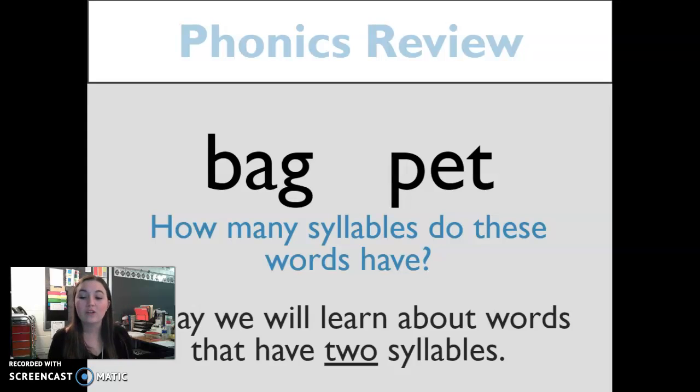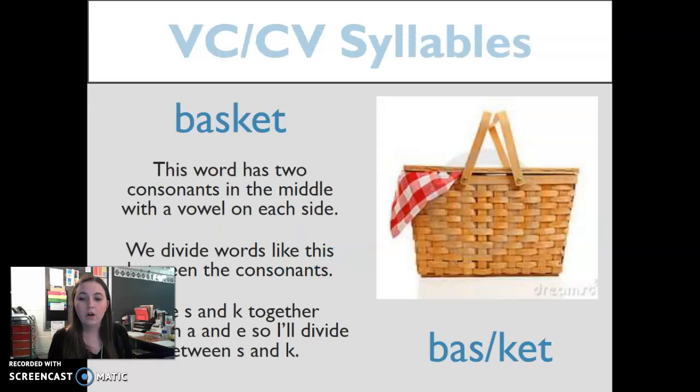Today we're going to learn about words that have 2 syllables, just like our word tadpoles. All right? This word is basket. What is this word? Basket. This word has 2 consonants in the middle. Do you see our letter S and our letter K? They're squished in the middle of the word, and they have a vowel on each side.